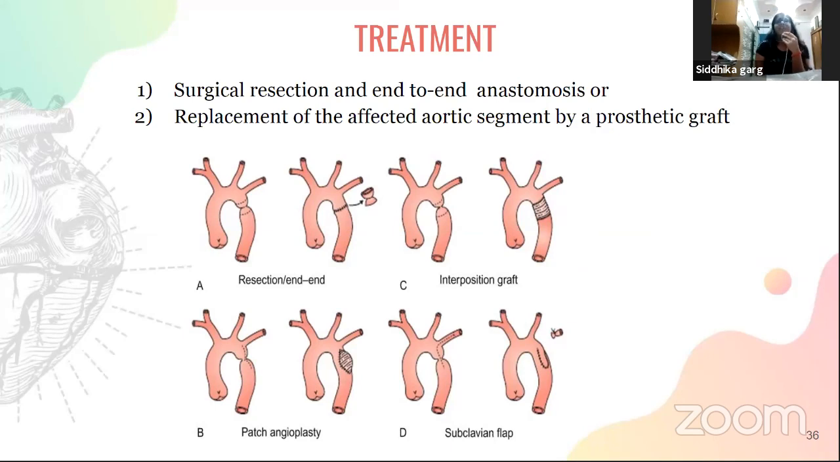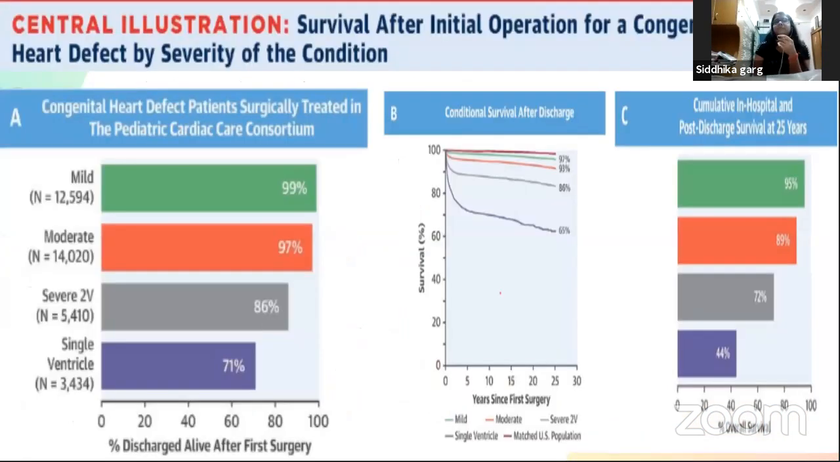For treatment, we have surgical resection and end-to-end anastomosis. Also, interposition graft is there. Also patch angioplasty and subclavian flap-like modalities are there in the treatment. Now, there's a graph which shows the recovery rate after surgery, which is quite high. As you can see, in adults, it is 99%. In infants, it is 95%.